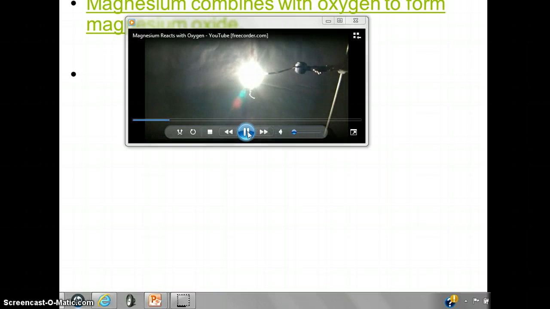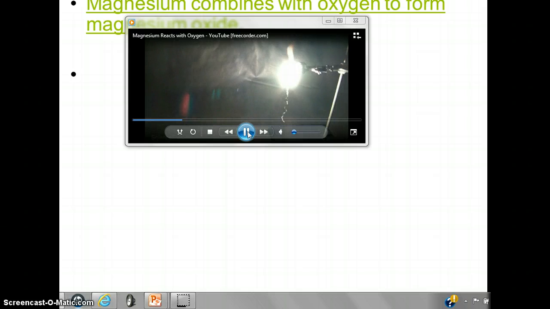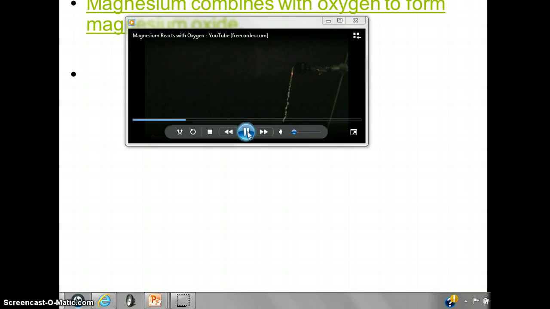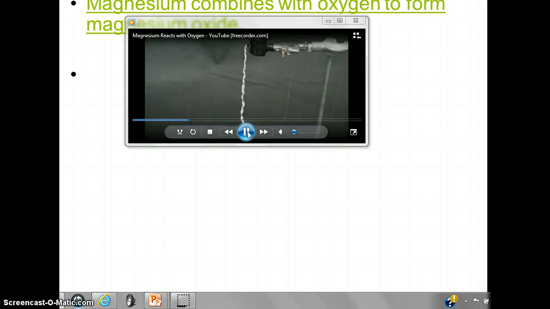As the magnesium burns, it changes into a whitish substance that is quite brittle, called magnesium oxide. It no longer has the original physical properties of magnesium, like silver, and its chemical property has also changed. As magnesium oxide, it is no longer combustible, unlike the original magnesium strip.